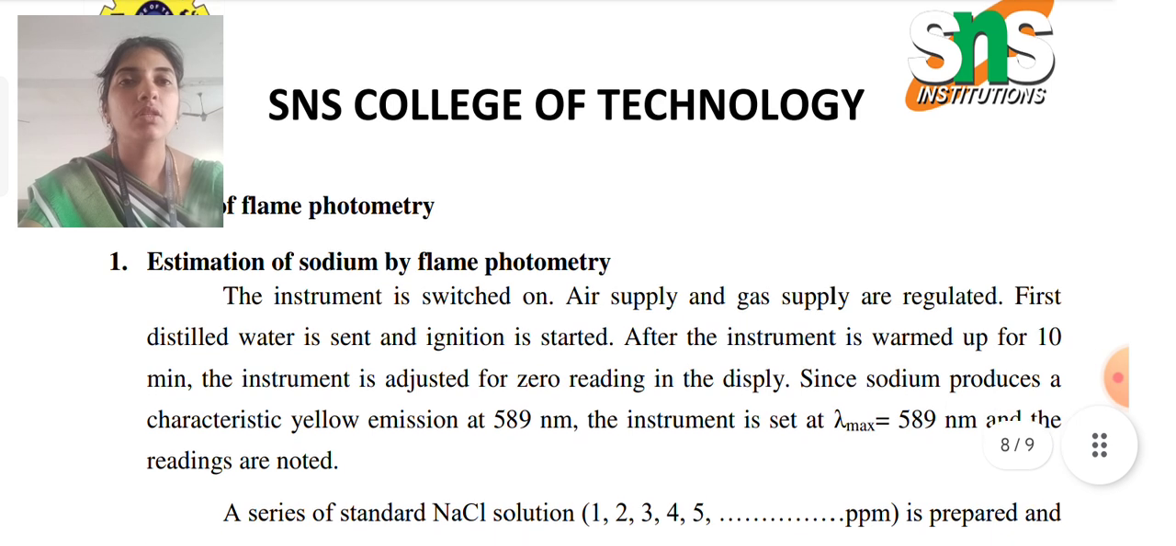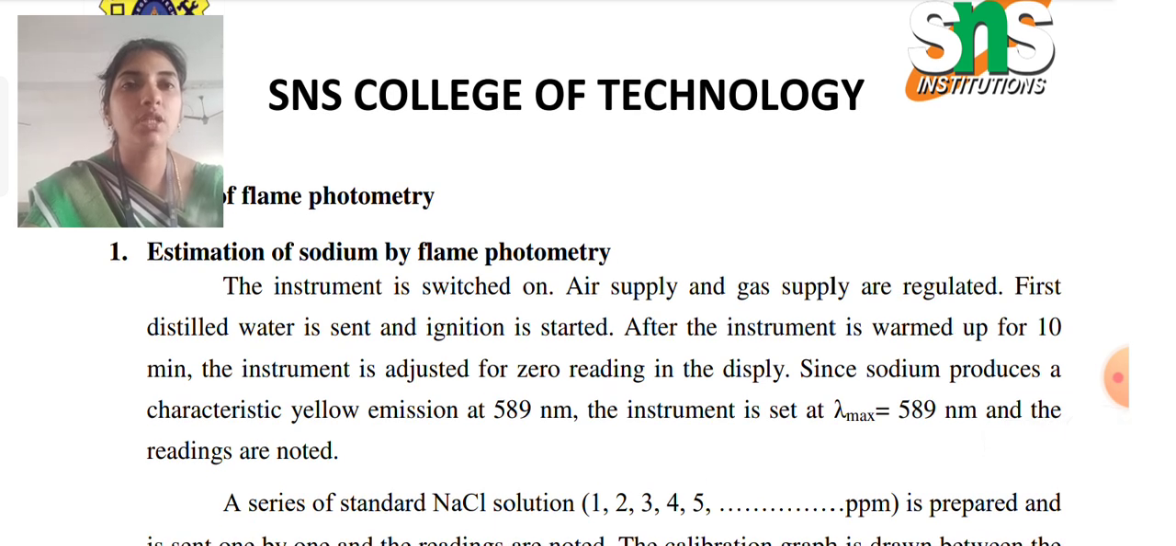To estimate sodium samples using flame photometry, the instrument is switched on and air supplies are regulated. First distilled water is sent and ignition is started. After the instrument is warmed up for 10 minutes, it is adjusted for zero reading in the display. Since sodium produces a characteristic yellow emission at 589 nanometers, the instrument is set at lambda max equal to 589 nanometers and the readings are noted.